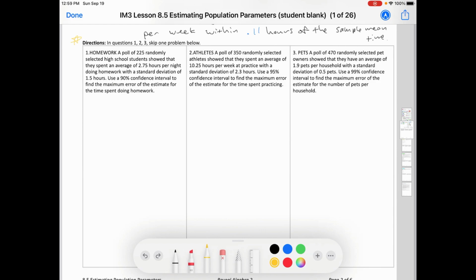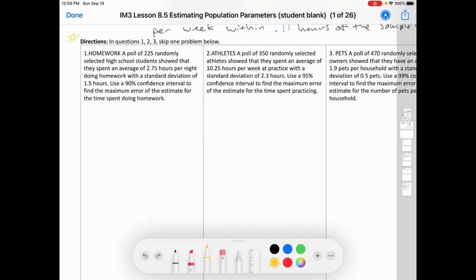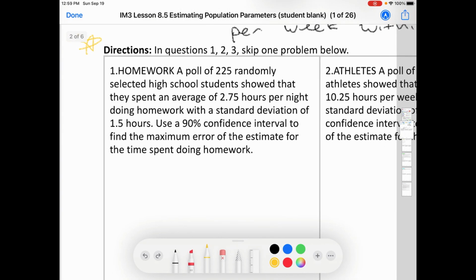Okay, let's go over these problems here. Homework. A pool of 225 selected high school students. So again, I'm going to start annotating or marking up the text. I have n equals 225. High school students show that they spend an average of 2.75 hours per night doing homework with a standard deviation. So I have S for standard deviation, 1.5 hours. I have a 90% confidence interval to find the maximum error of the estimate for the time spent doing homework.